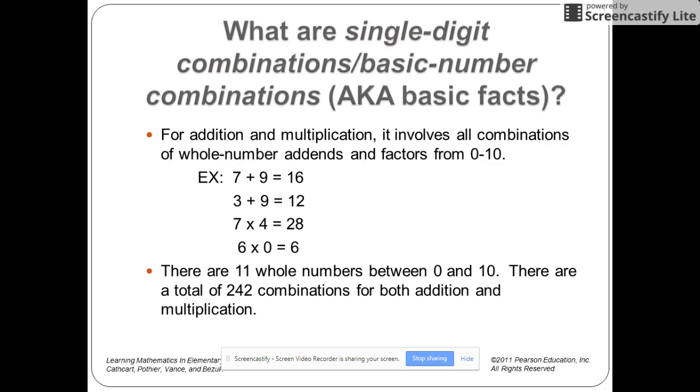Also remember that there are 11 whole numbers from 0 to 10. There are a total of 242 combinations for both addition and multiplication. So you need to consider this as you're working with your children and they're learning all of these single-digit combinations.